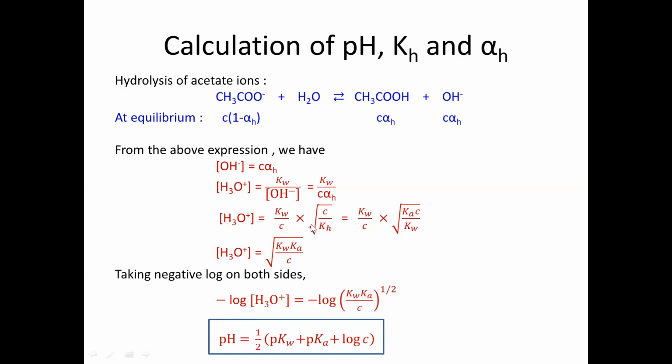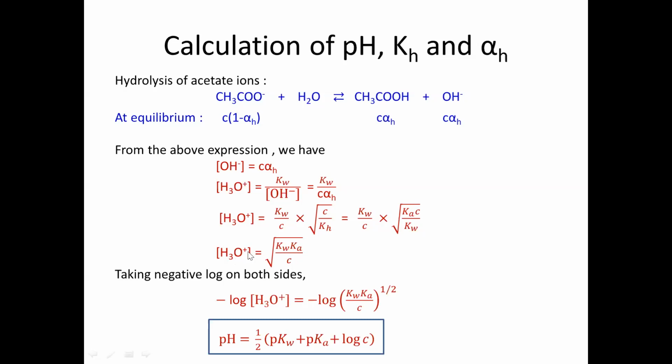So we have just derived that the concentration of OH minus is C alpha. So the concentration of H plus would be Kw upon C alpha. So C alpha can be written as C into inverse of C upon Kh. And we have just derived that Kh is equal to Kw upon Ka. So putting the value of Kh here, we finally get the representation of H plus ions in terms of Ka and Kw by this equation.